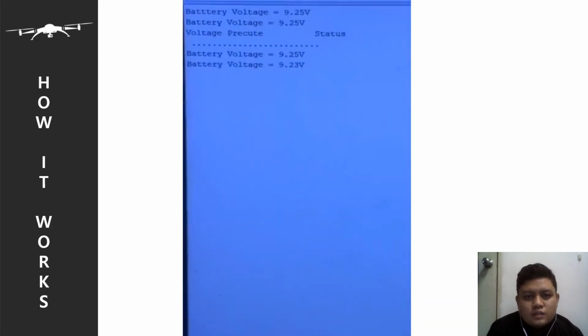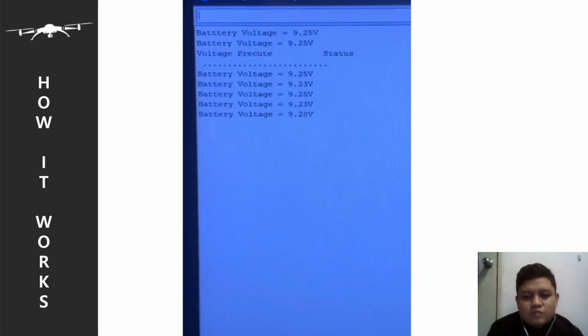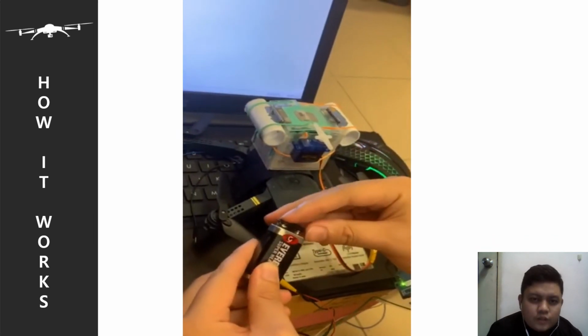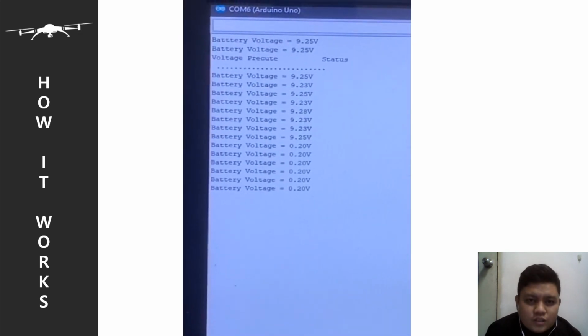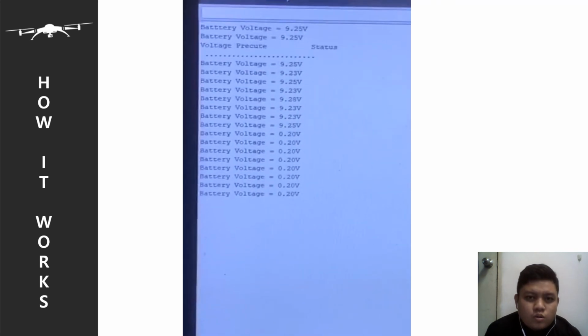So the project is tested by using a 9 volt battery that acts as the drone battery. When there is a connection with the battery, we can see the voltage is 9 point something volts, so the servo motor won't rotate because the voltage is above 1.0 volt. If we remove the battery from the connection, we can see the voltage drop from 9 point something volts to 0.2 volt, and the servo motor will rotate from 0 angle to 90-degree angle. So we can see it works from this video.